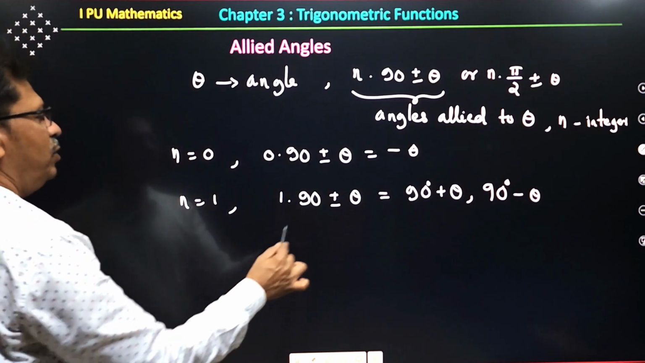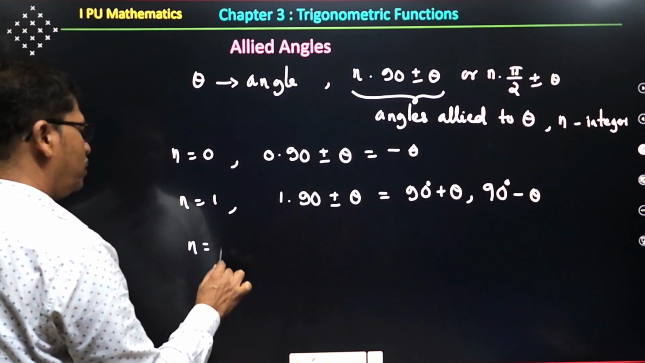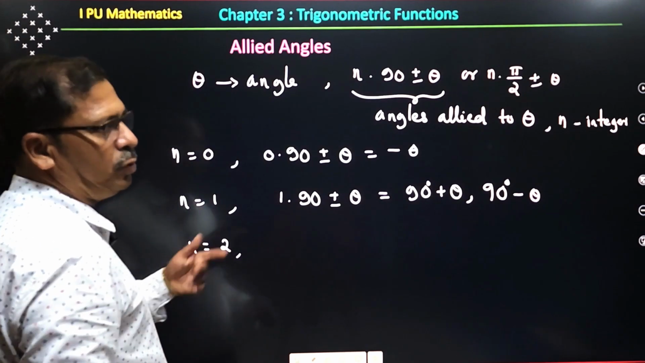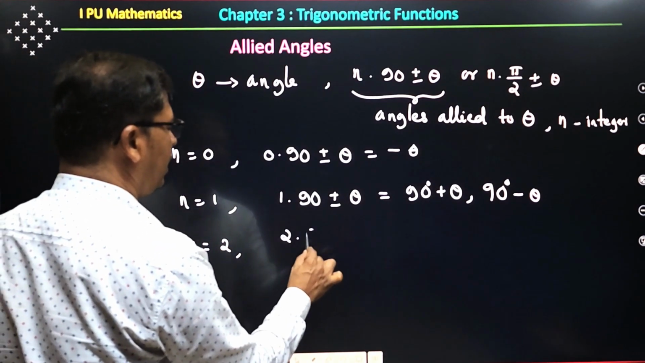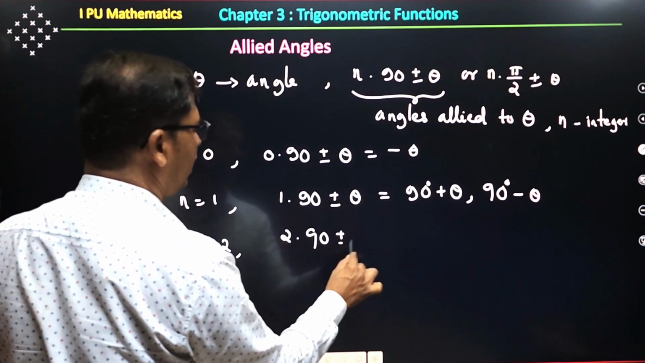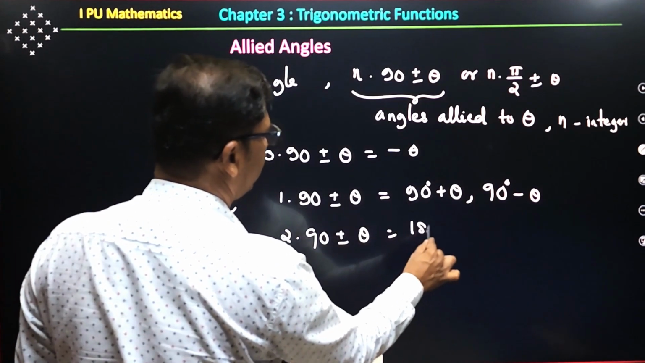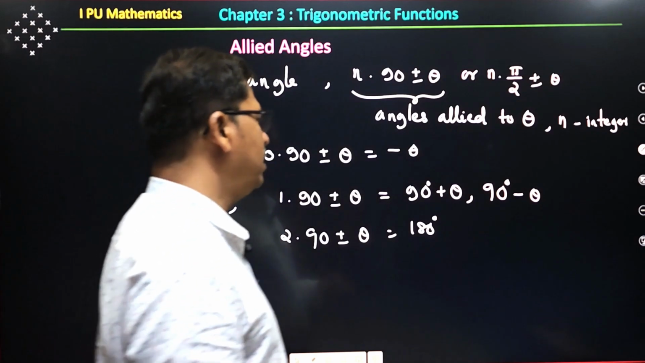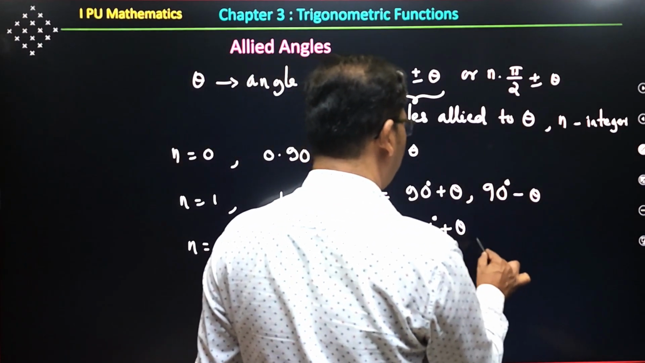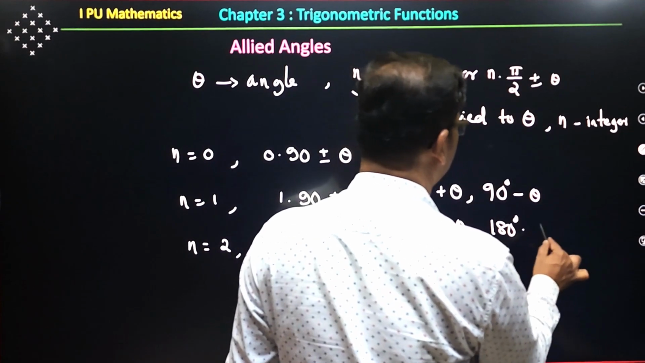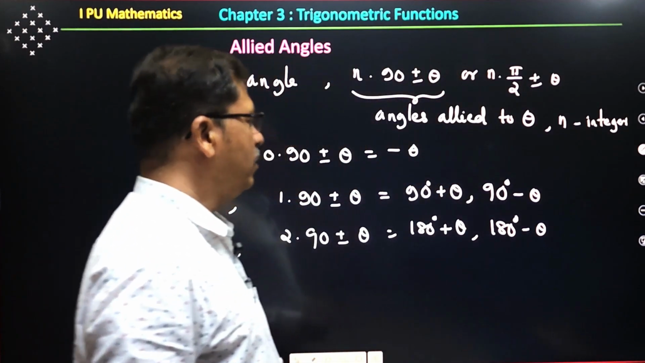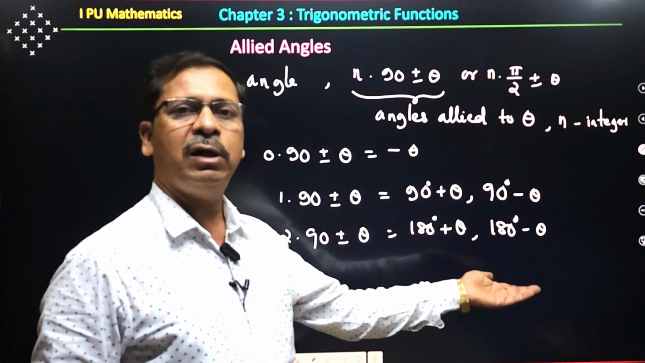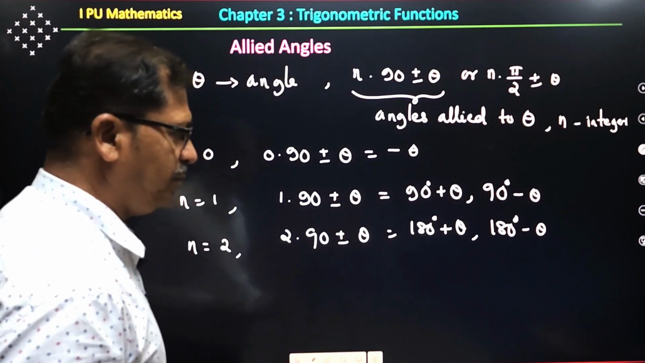When you take n equal to 2, 2 into 90 is 180. So 180 degree plus or minus theta. Once you take plus theta, and then next you take minus theta. 180 plus theta and 180 minus theta are the angles allied to theta here.